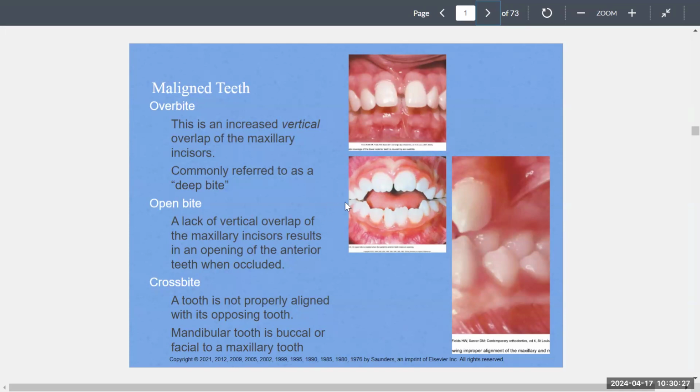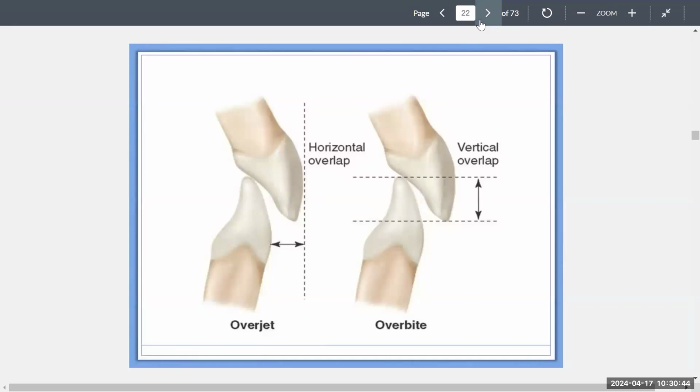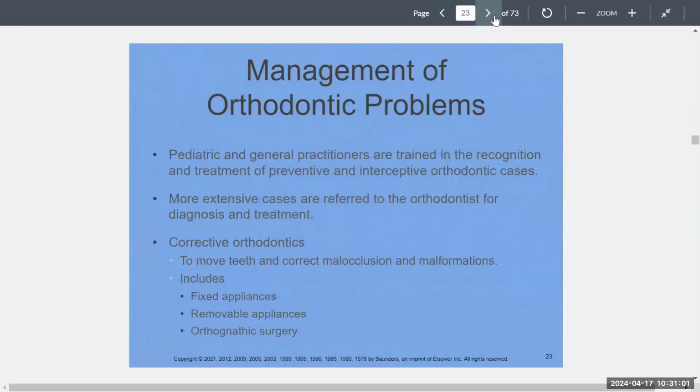And then we already talked about the open bite. And then, of course, we also have a cross bite. That's simply a tooth that is not properly aligned with its opposing tooth. The mandibular tooth is buccal or facial to the maxillary tooth. That's a cross bite. All right. Here we have the horizontal overlap right here, and this is what I was telling you about, the overjet. It goes this way, so it's the distance from here to here. And then when you have the overbite, it's the distance from this edge to this edge. Okay. That's overbite.